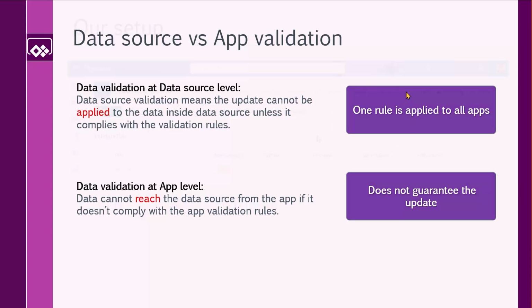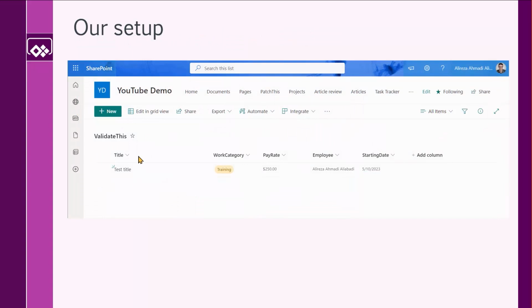Let's put them into practice. I set up a SharePoint list called validate this inside a SharePoint site called YouTube demo. I have work category, I have pay rate, I have employee, and I have starting date.